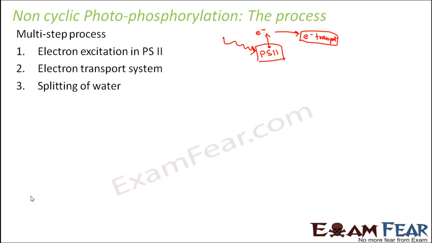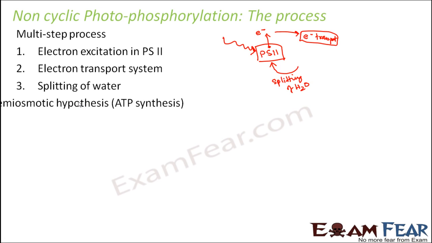Splitting of water. What is splitting of water? Now when the electron is lost from PS2, somebody needs to compensate for the lost electron. So that compensation is done by splitting of water. Now how all these things are done, that we will see when we will discuss them. Now I am just giving you an idea where these steps are located in the process of non-cyclic photophosphorylation.